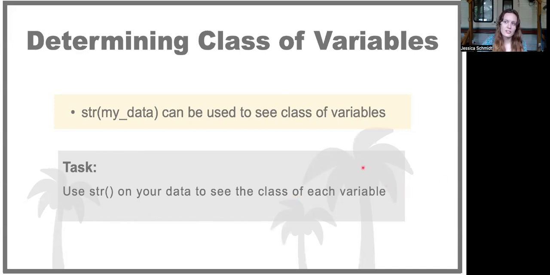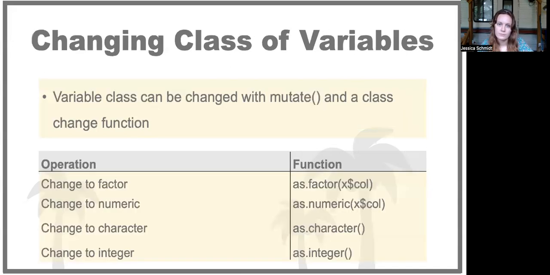In particular, pay attention to the age 2 column. Now, the age 2 column should be a numeric. So let's say we want to change the class of one of our variables. Let's say I really don't like age 2 being a numeric. I think that doesn't suit it at all. Well, variable class can be changed with mutate, just like we were using mutate before, and a class change function.